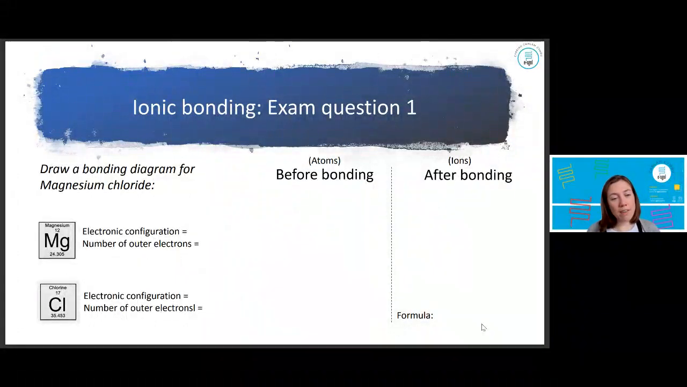So it's time now for you to have a go at this, okay? I would like you to draw a bonding diagram for magnesium chloride. I've popped magnesium and chlorine down there on the screen for you already, just to have a look at to help. Okay, but again, in your exam, you would be looking back and forth to your periodic table. So have a go and see if you can show me the ionic bond in magnesium chloride.